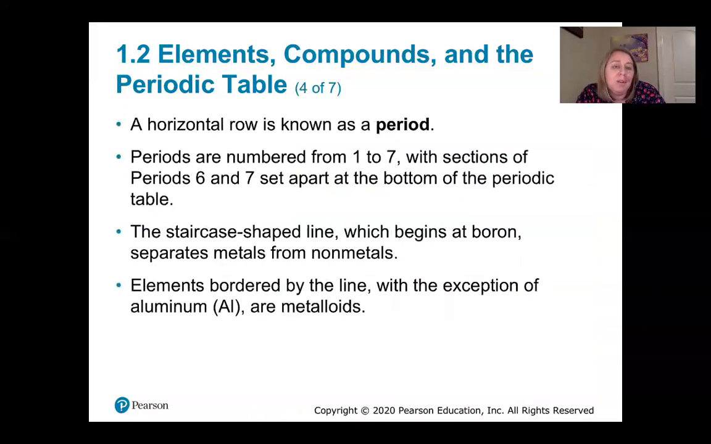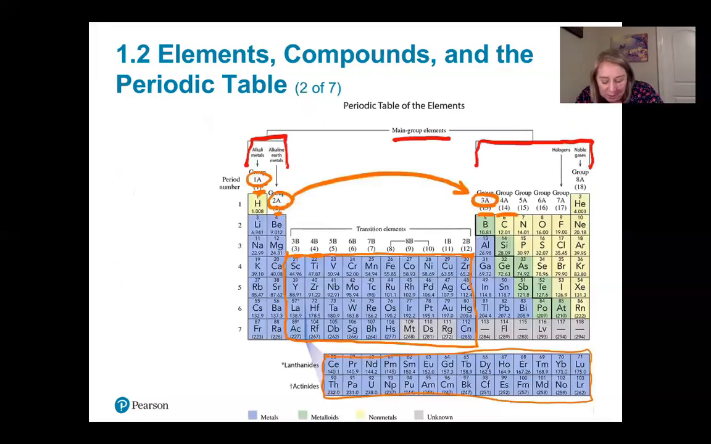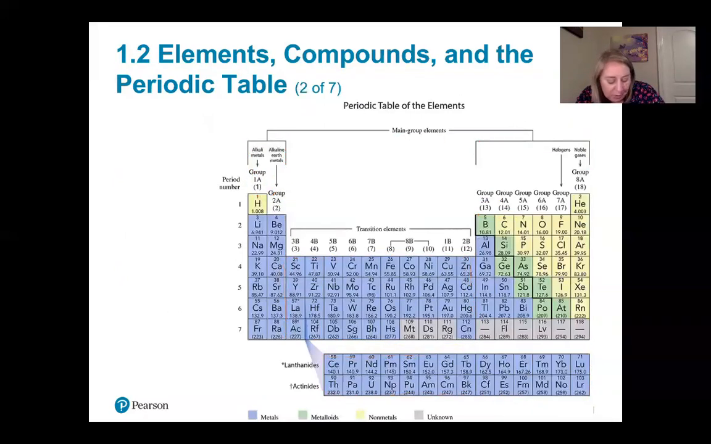All right, a horizontal row. If we're going across this way, that's a period. Periods are 1 through 7. There's only one way to number them, thank goodness, right? Periods 6 and 7 are at the bottom of the periodic table. So if we go back, let me clear this. Here are our period numbers, and these two right here, we still have periods 6 and 7.